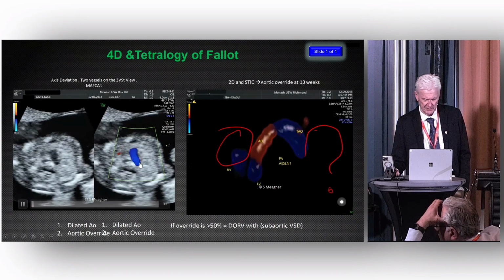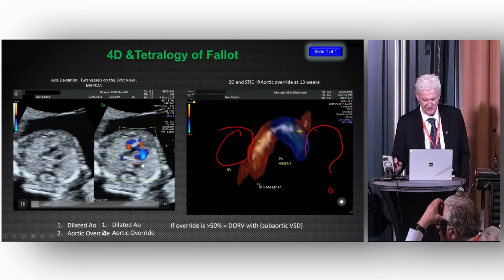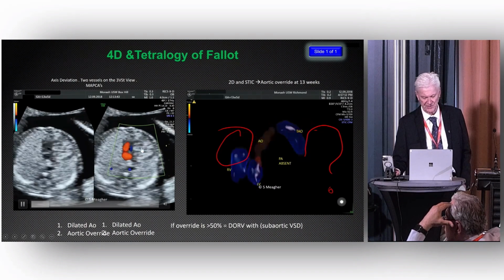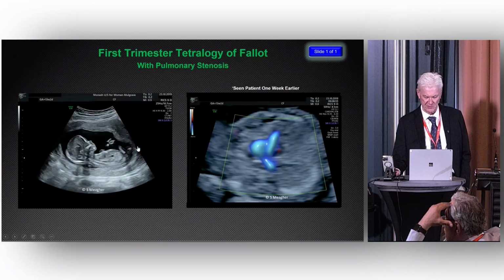And here, similarly, look to your 3-vessel tracheal view, you can see that there's a right aortic arch. So a fetus with pulmonary atresia with a right aortic arch.